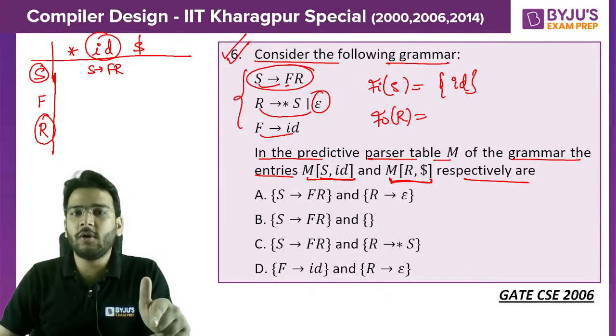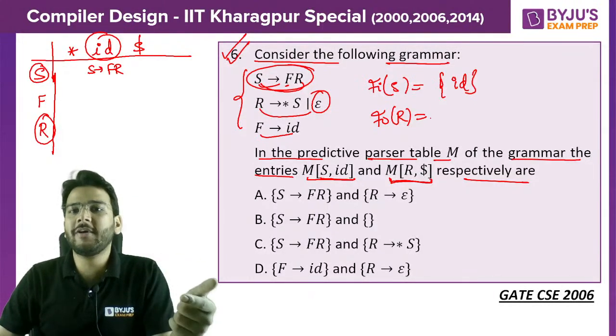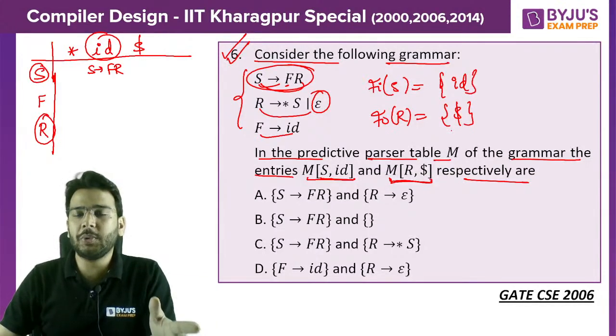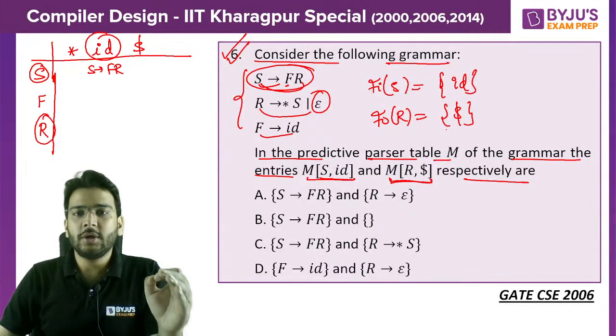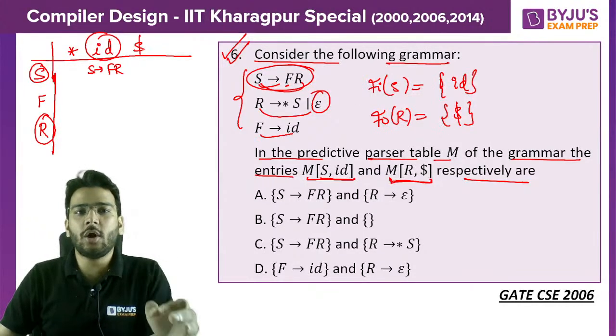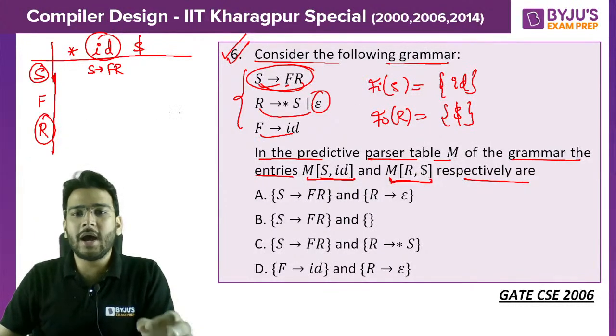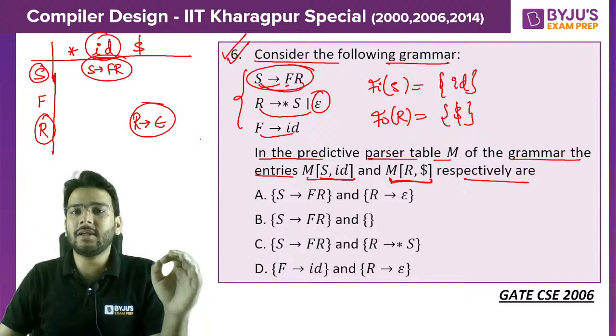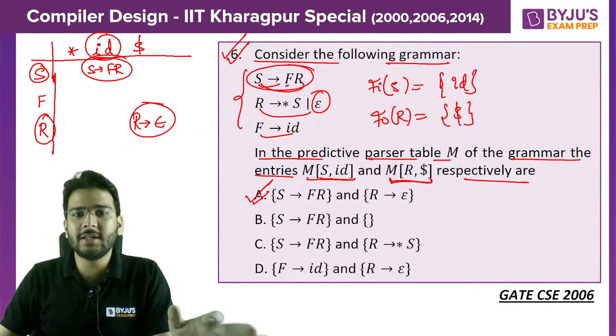What is follow of R here? Follow of R is follow of S only. Follow of S is dollar only. Is it clear to all of you? So now, in the dollar column, in the row R, I can write directly R derives epsilon. These are the entries we get in the respective fields. Option A is the correct answer.